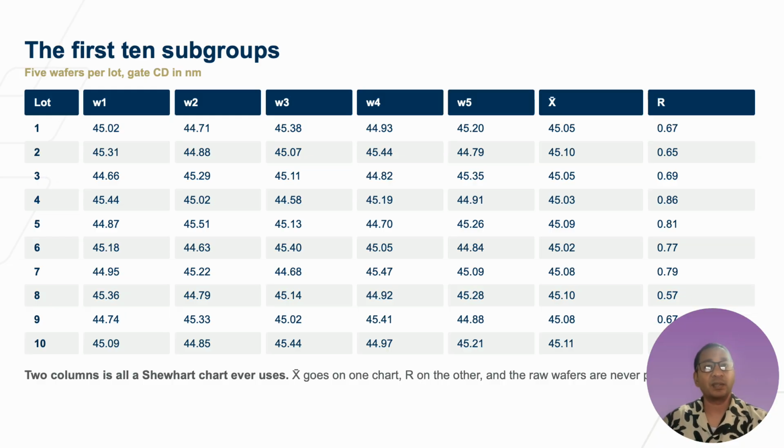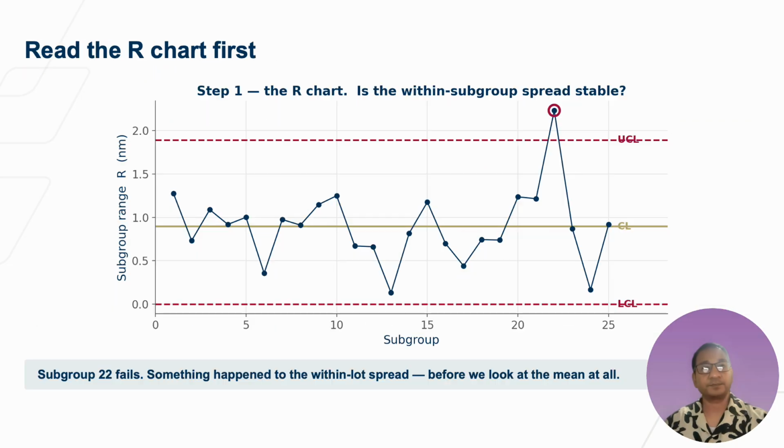Look at the last two columns, X bar and R. This is all a Shewhart chart ever uses. R chart first, always. 25 points, each one a range of 5 wafers within a lot. The center line is 0.98, upper limit at 2.07, lower limit at 0. Subgroup 25 fails, the spread within that lot is roughly doubled.